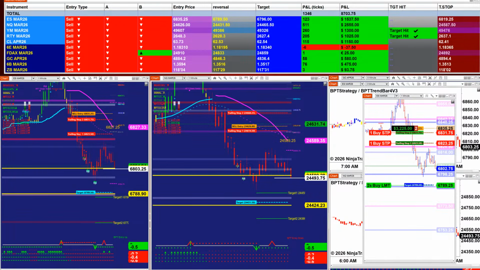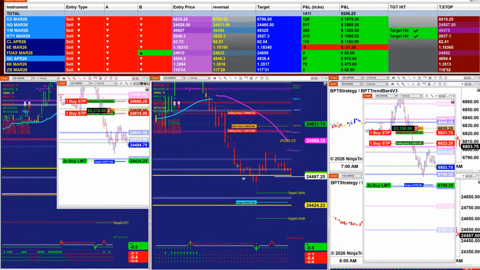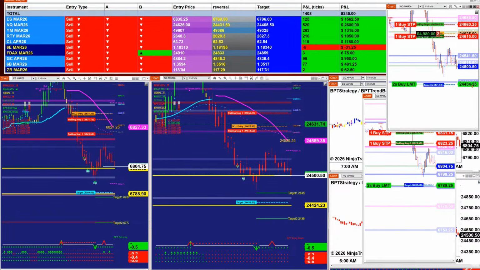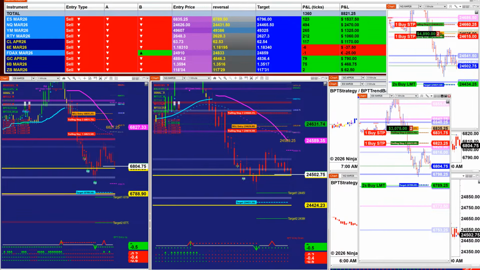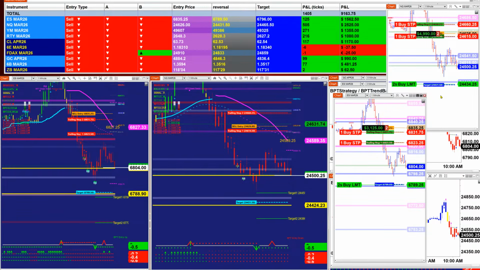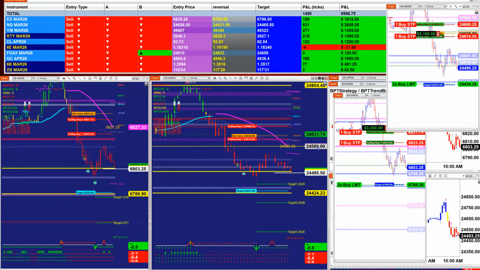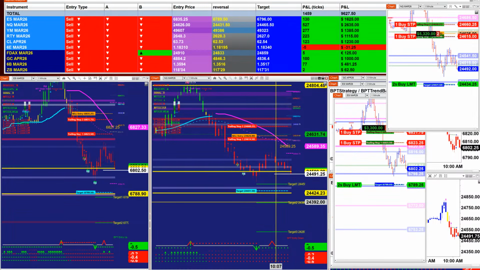On the Nasdaq, the target from the market analyzer is 24,434. It is coming from the market analyzer, and it's coming to both of the targets. Now, if we want to expand the target, the institutional target is 24,392.